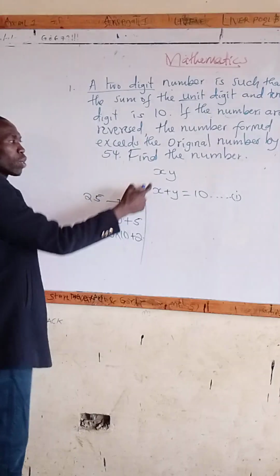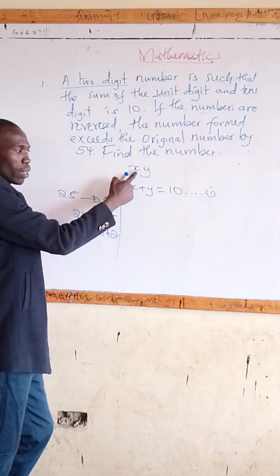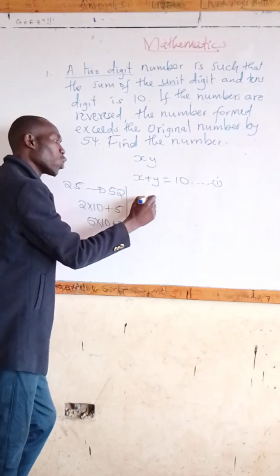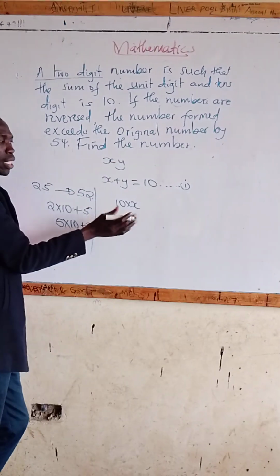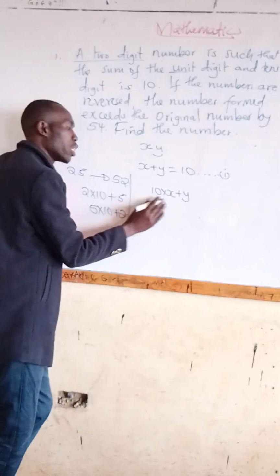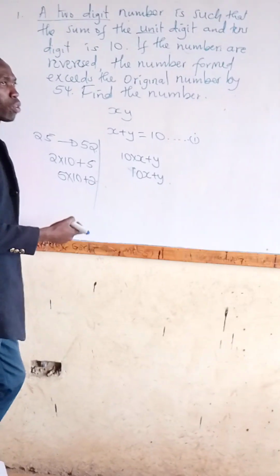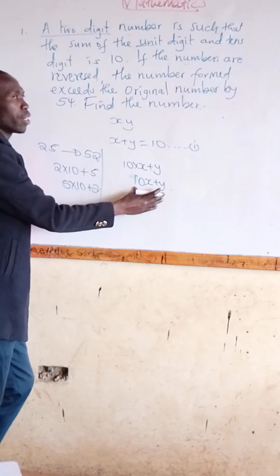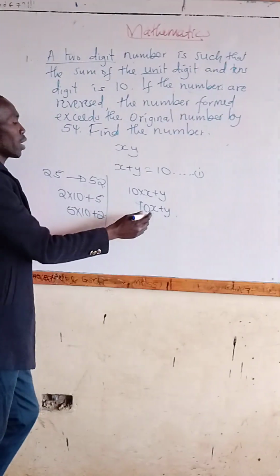So therefore, for x and y, where y is our ones digit or unit digit and x is our tenth digit, we can say that the original number was 10 times x, then we add the ones digit, which is y. So this gives us 10x plus y. And remember, we cannot add them because they are not like terms. This one is the original number.